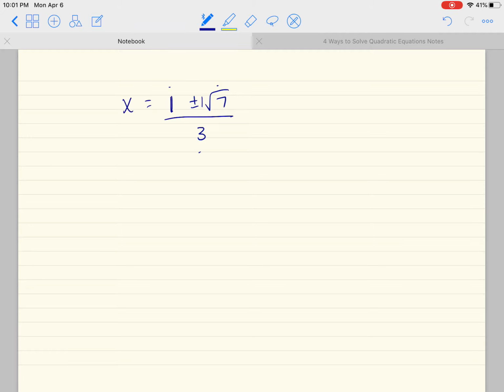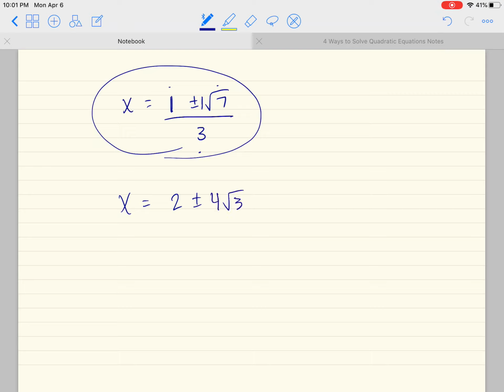When you use the quadratic formula, let's say you end up with something like 1 plus or minus radical 7, and then a 3. There's 1, 2, 3 parts of this fraction, and the one that's here, the one that's here, and the 3 that's there, they have nothing in common, which means this would be done. You can't simplify that answer any further.